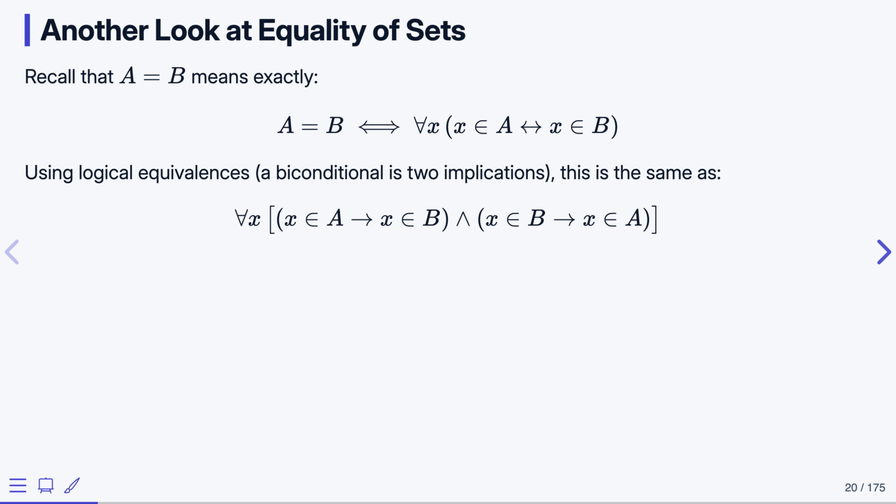Let us look at set equality again, this time from a logic point of view. We already know that A equals B means, for all x, x is in A exactly when x is in B. Now read that inner part. It is a biconditional, and a biconditional is really two if-then statements joined by and. So we rewrite it: for all x, if x is in A, then x is in B, and also if x is in B, then x is in A. Two arrows, one each way. The next slide reads those two halves back as statements about sets.